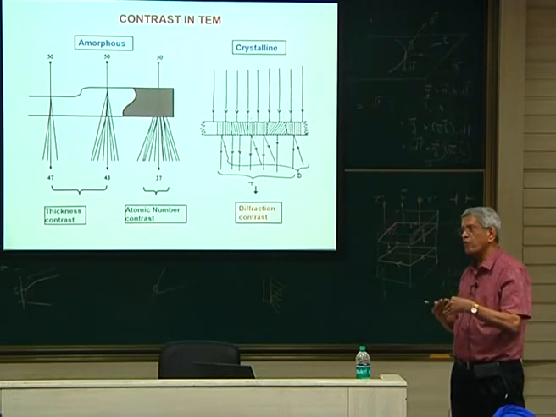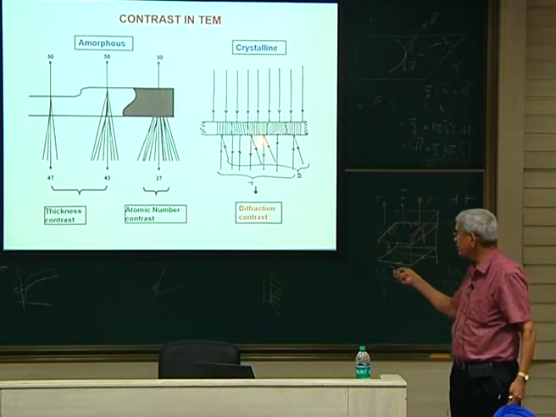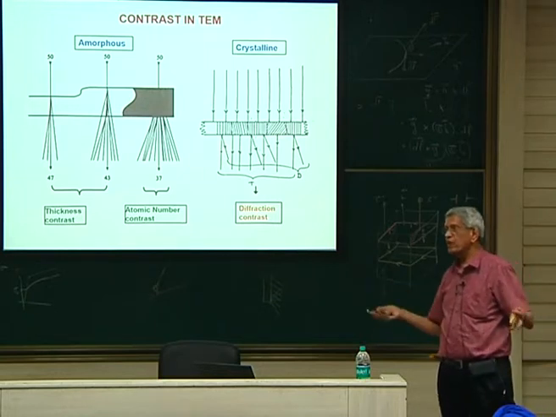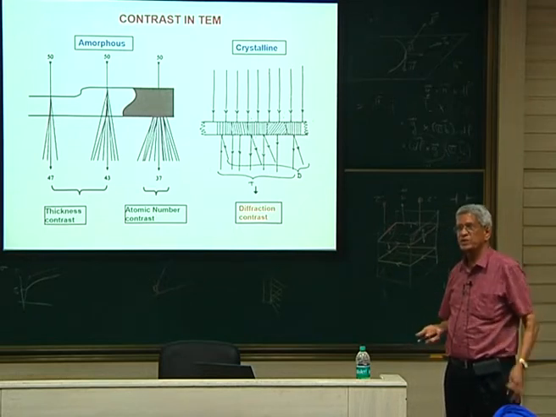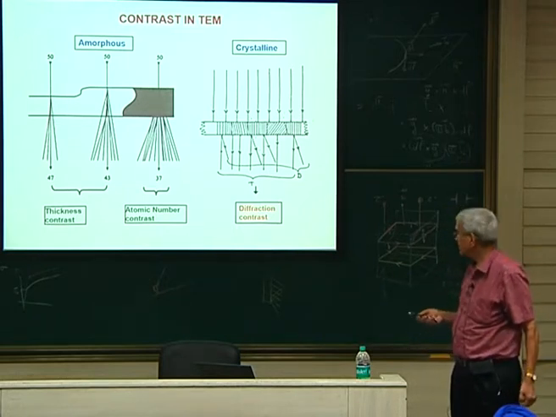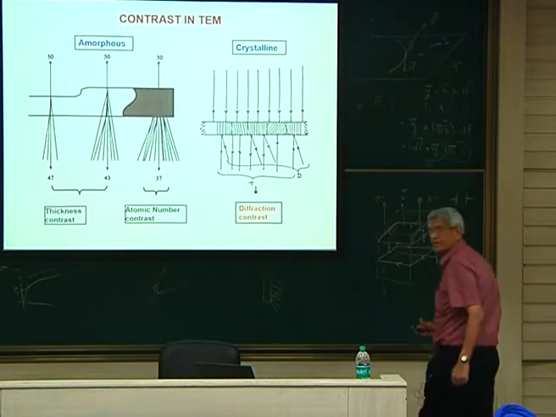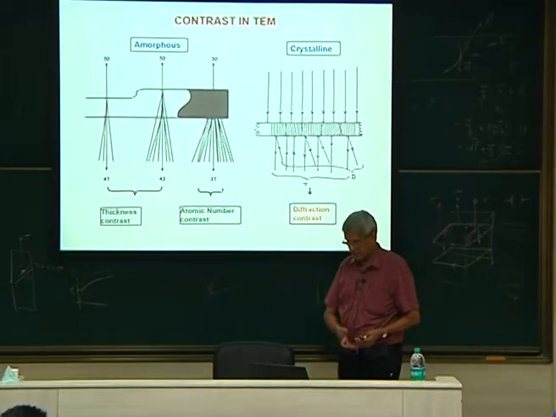So if I try to form an image only with the transmitted beam, this variation in intensity at the back of the foil is what we see as a magnified view, which is the image in the TEM. You understand that? Okay. This contrast is called diffraction contrast.